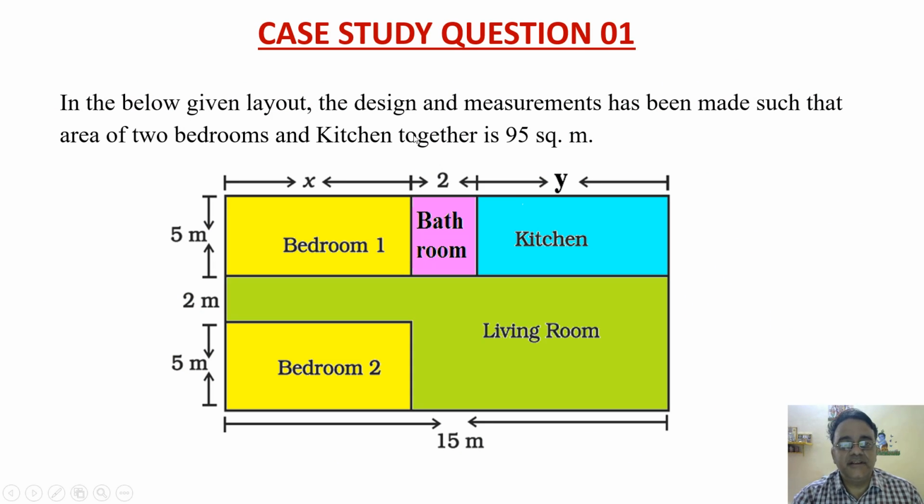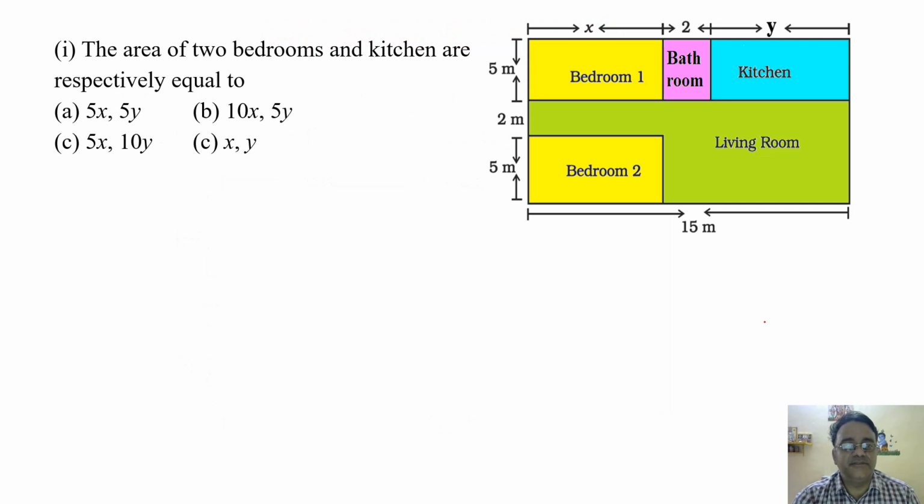In the below given layout, the design and measurement has been made such that the area of two bedrooms and kitchen together is 95 square meter. दोनों बेडरूम और किचन मिला के 95 स्क्वायर मीटर है, राइट. So based on this diagram and this area, a few questions are there. So let us start with the first question.